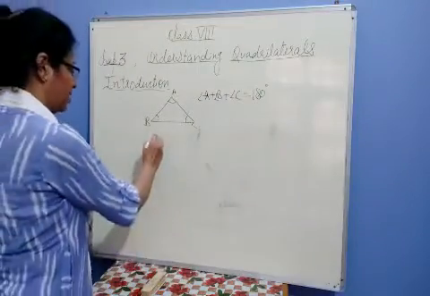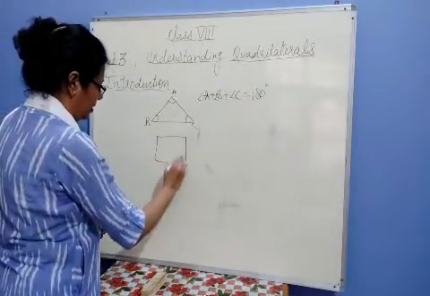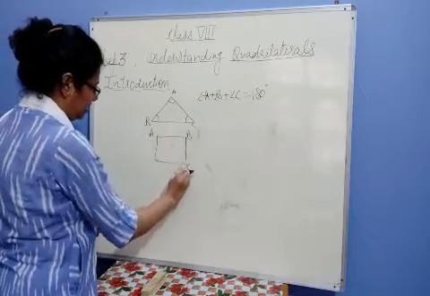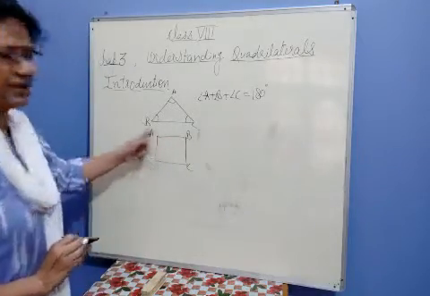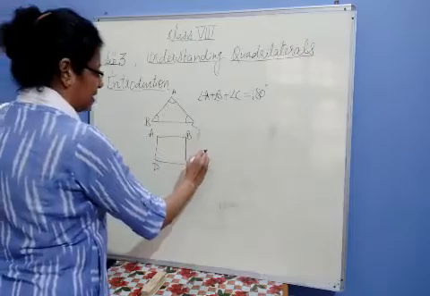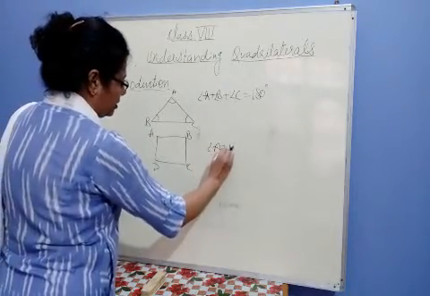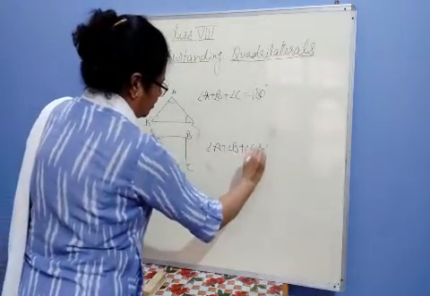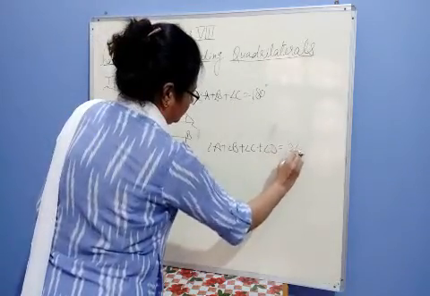Now if we take a quadrilateral, let A, B, C, D. So ABCD is a quadrilateral. The sum of all the four angles of a quadrilateral is 360 degrees.